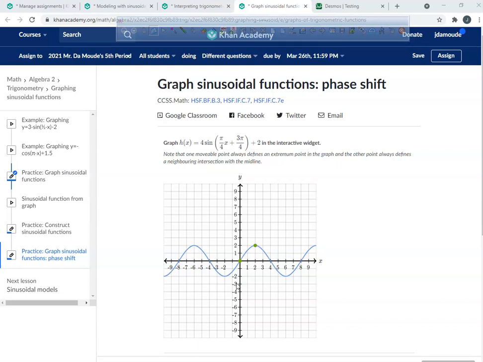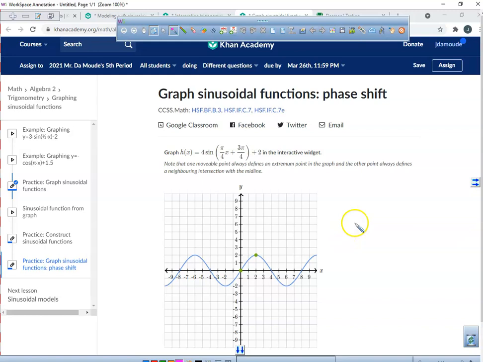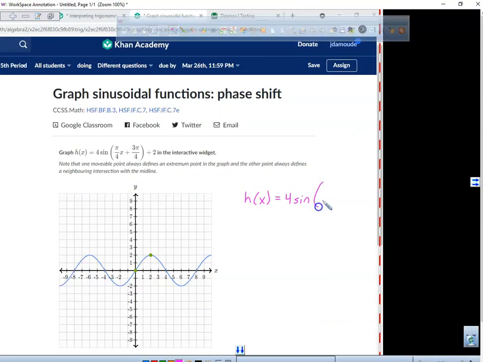So right now, let's look at our function. What I'd like you guys to do right now in your journal is just write this function down. I'm going to put pi over 4 x plus 3 pi over 4 plus a 2.